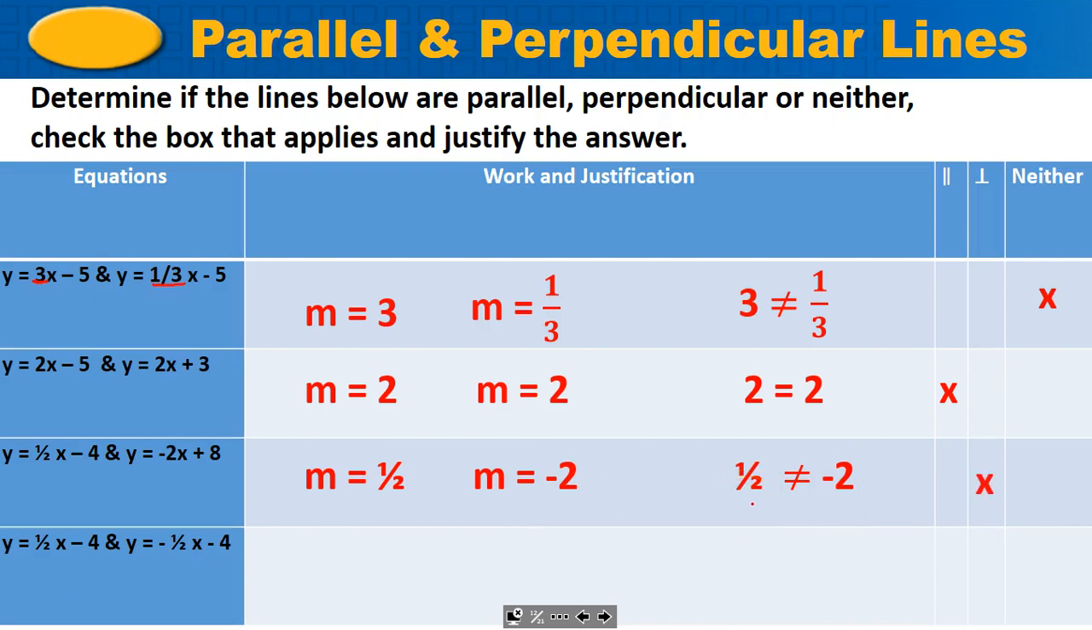So these are perpendicular. And this last one, y is equal to 1/2 x minus 4, so that's going to be 1/2. And then the other one is y is equal to negative 1/2 x minus 4. So notice that these are the same slope, but one is positive and the other one's negative. So these are not equal, so we know that they're not parallel, but they're also not reciprocals of each other. So this again is neither.